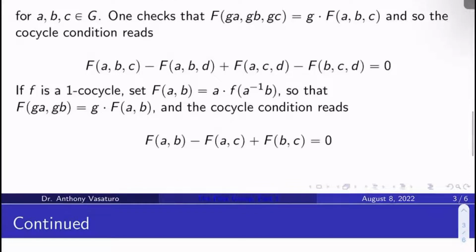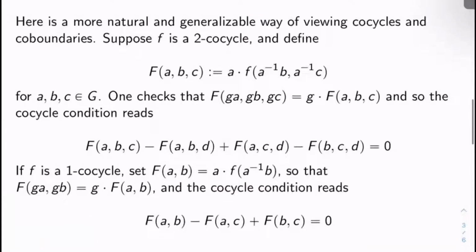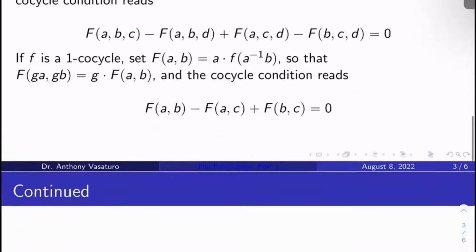How about for 1 cocycles? Well, if f is a 1 cocycle, let's set big F of a, b equal to a times little f of a inverse b. So it's kind of what we did for 2 cocycles, but we remove one of the entries basically. Okay, if you work it out, you see that big F of ga, gb is nothing but g times big F of a, b. And so the cocycle condition reads nothing but big F of a, b minus big F of a, c plus big F of b, c equals 0. Again, you're cycling through the arguments of big F in dictionary order and alternating signs as you go, and you're setting the sum equal to 0. It's the same thing we did for 2 cocycles.